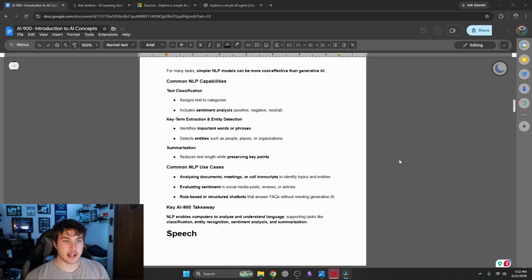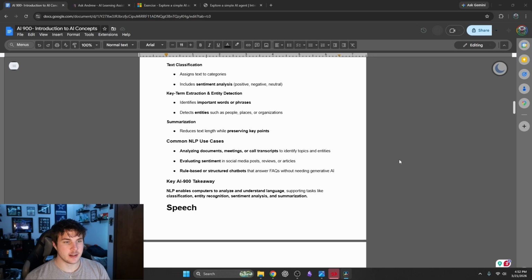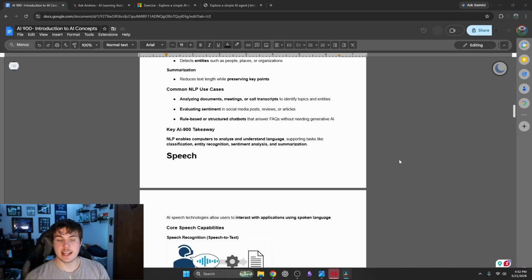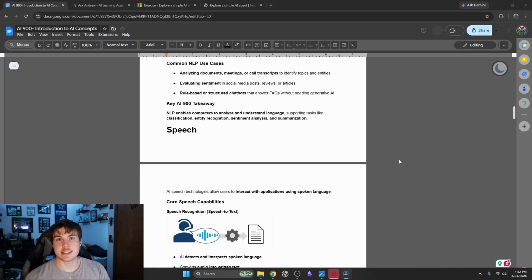Common use cases include analyzing documents, meetings, or call transcripts to identify topics and entities, evaluating sentiment in social media posts, reviews, or articles, and role-based or structured chatbots that answer FAQs without needing generative AI. Takeaway: NLP enables computers to analyze and understand language, supporting tasks like classification, entity recognition, sentiment analysis, and summarization.